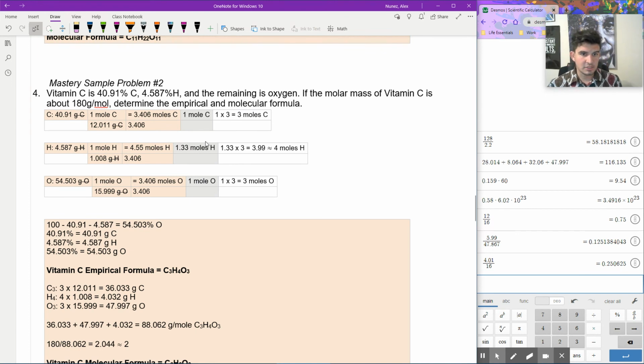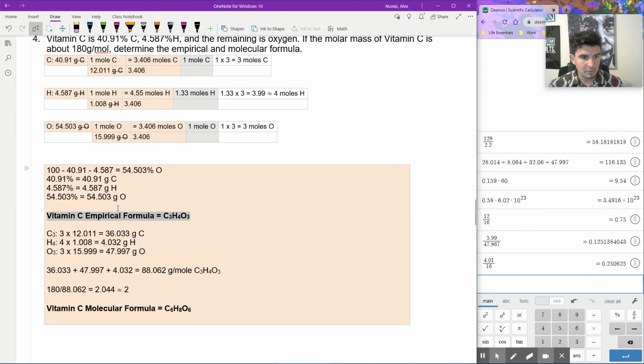So the easiest way to do this is to then multiply it so you can find a whole number. So if you take 1.33, you can multiply it by 3, which gives you about 4. But whatever you do to one, you have to do to all of them. So this tells us there's 3 moles of carbon, 4 moles of hydrogen, and 3 moles of oxygen. We can get back to the original by dividing all these numbers by 3, but our goal is to not have decimals. So again, this is exactly what we did last time. We have our empirical formula.